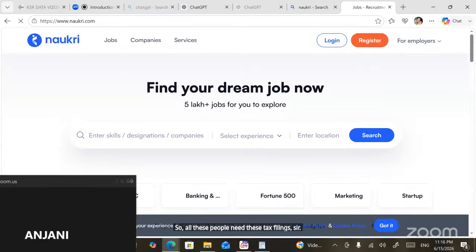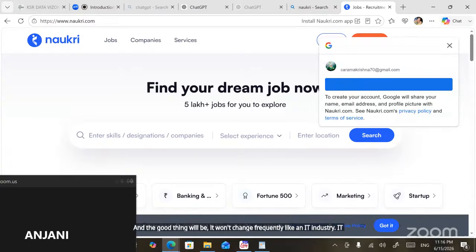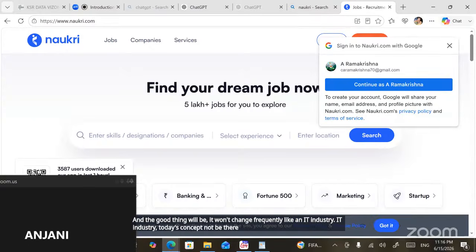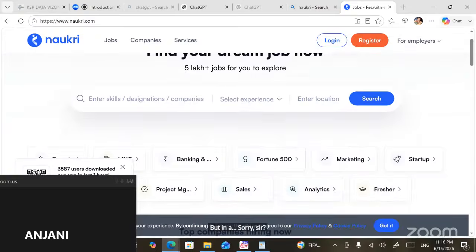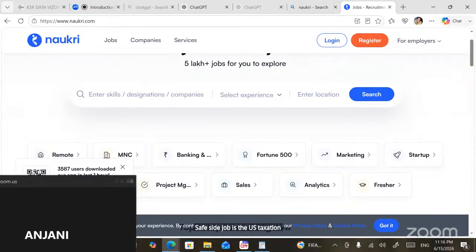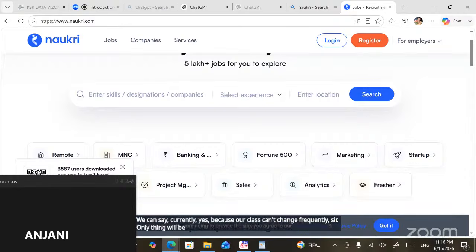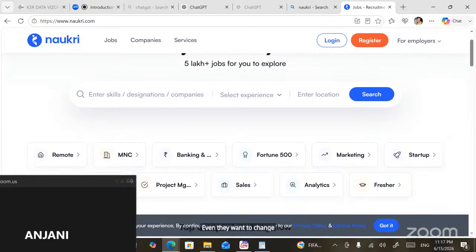And the good thing is, it won't change frequently like the IT industry. In the IT industry, today's concept won't be there tomorrow; it will be outdated. The safe side job right now is US taxation. We can say currently yes, because laws can't change frequently, sir. The government won't change the laws frequently. It's a very slow process. Even if they want to change 1% tax, it will take 1 to 2 years for finalizing.